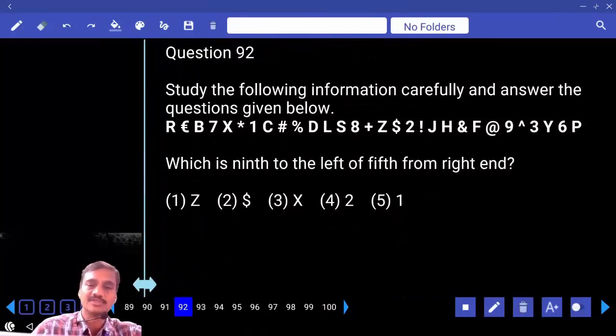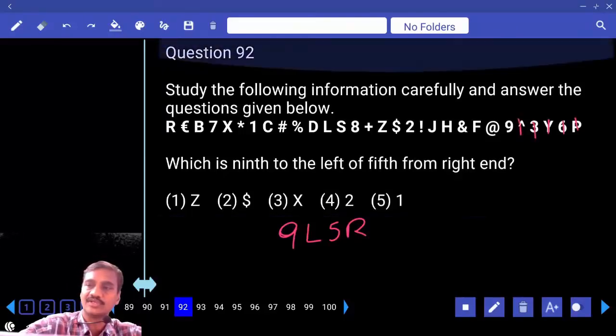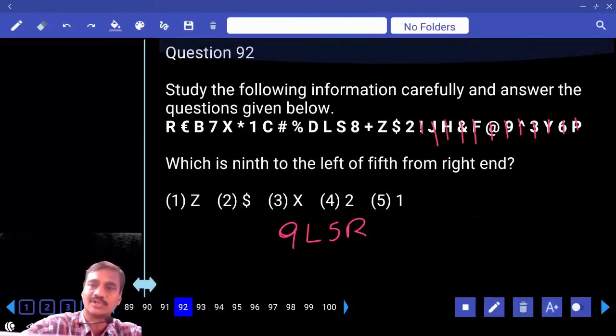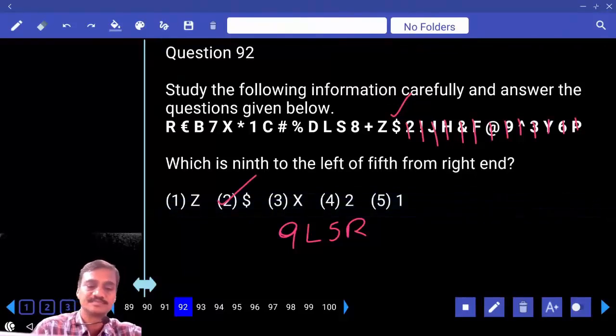Sequence. Now in this sequence, which is 9th to the left of 5th from the right? 9th left and 5th right. Directions are different, then we need to add. 9 plus 5 is how much? 14th from the right. Counting 1, 2, 3, 4, 5, 6, 7, 8, 9, 10, 11, 12, 13, the 14th from the right-hand side is dollar. That is given in choice 2, question number 92.